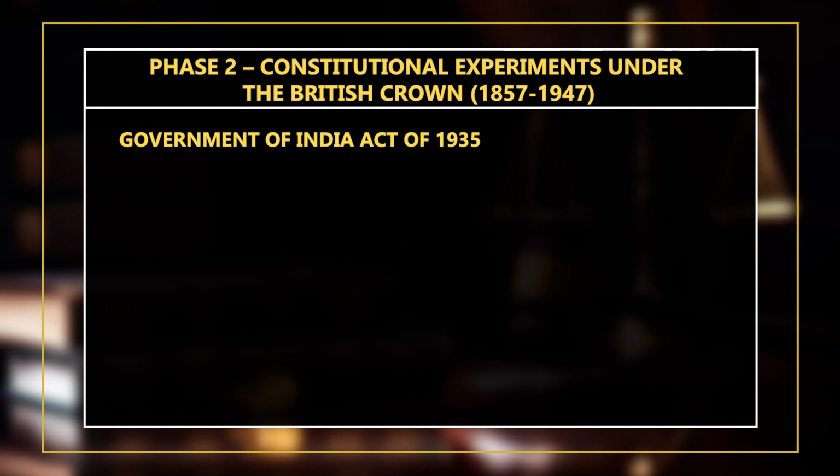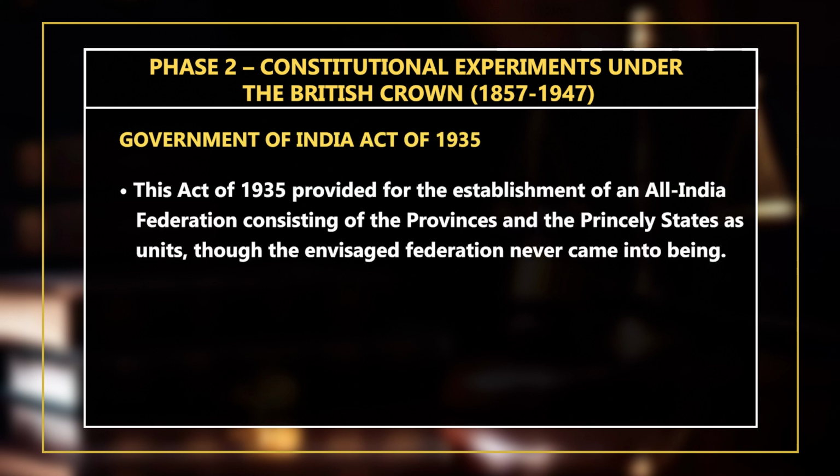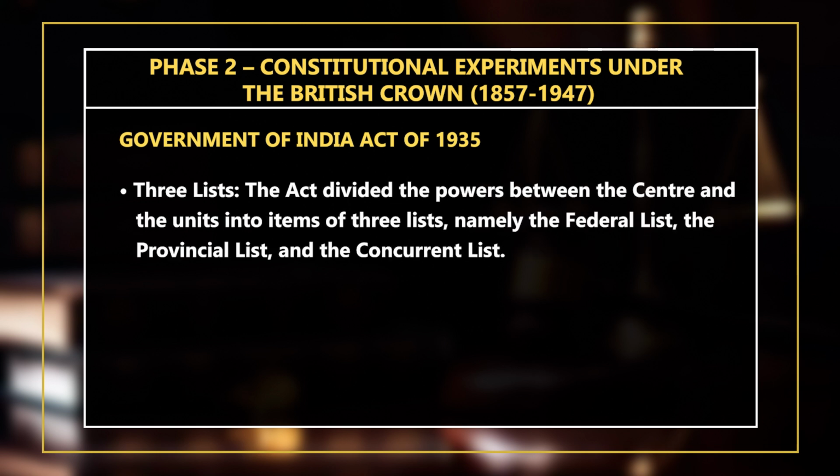Now about the Government of India Act 1935. This Act provided for the establishment of an All India Federation consisting of the provinces and the princely states as units, though the envisaged federation never came into being. Three lists were drafted. The Act divided the powers between the centre and the units into items of 3 lists, namely Federal List, Provincial List and the Concurrent List.